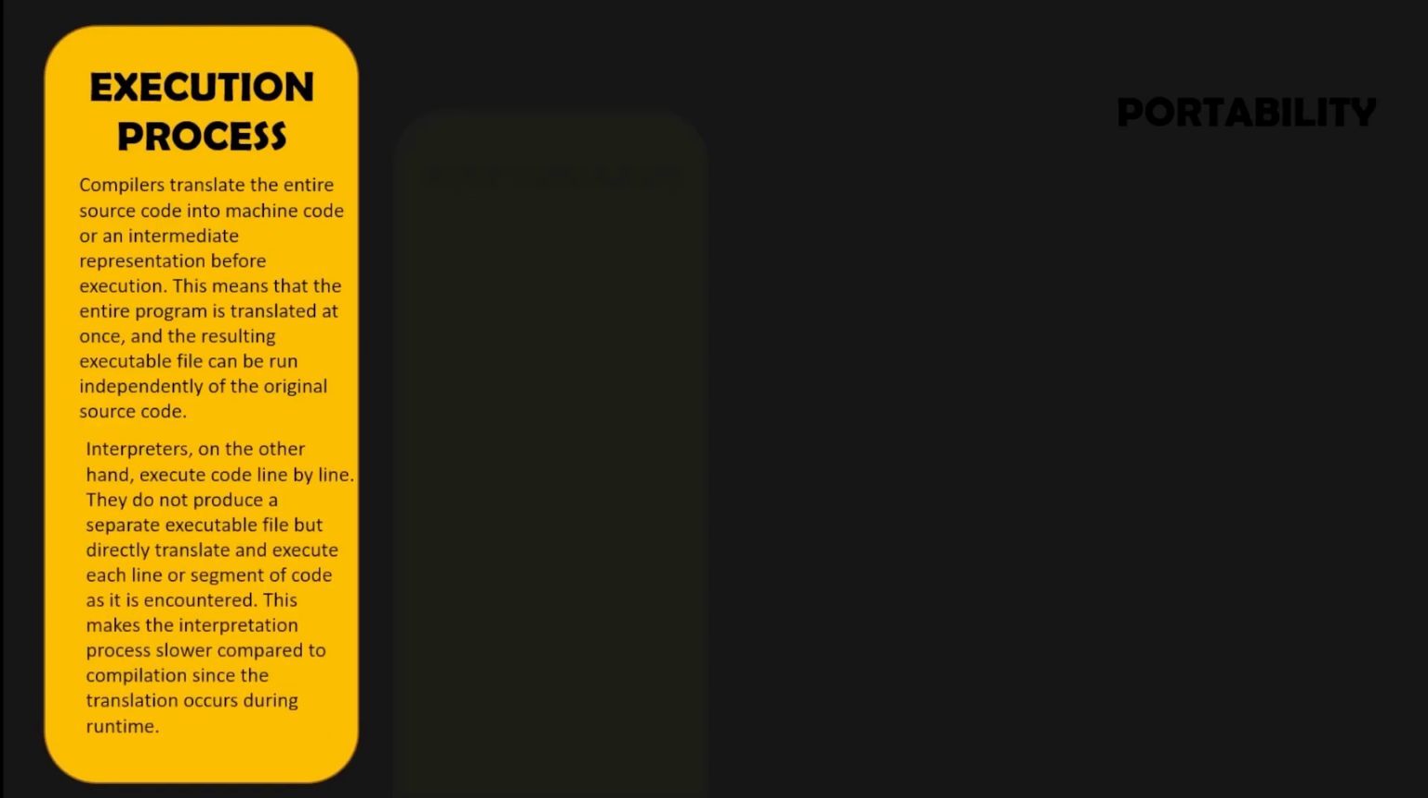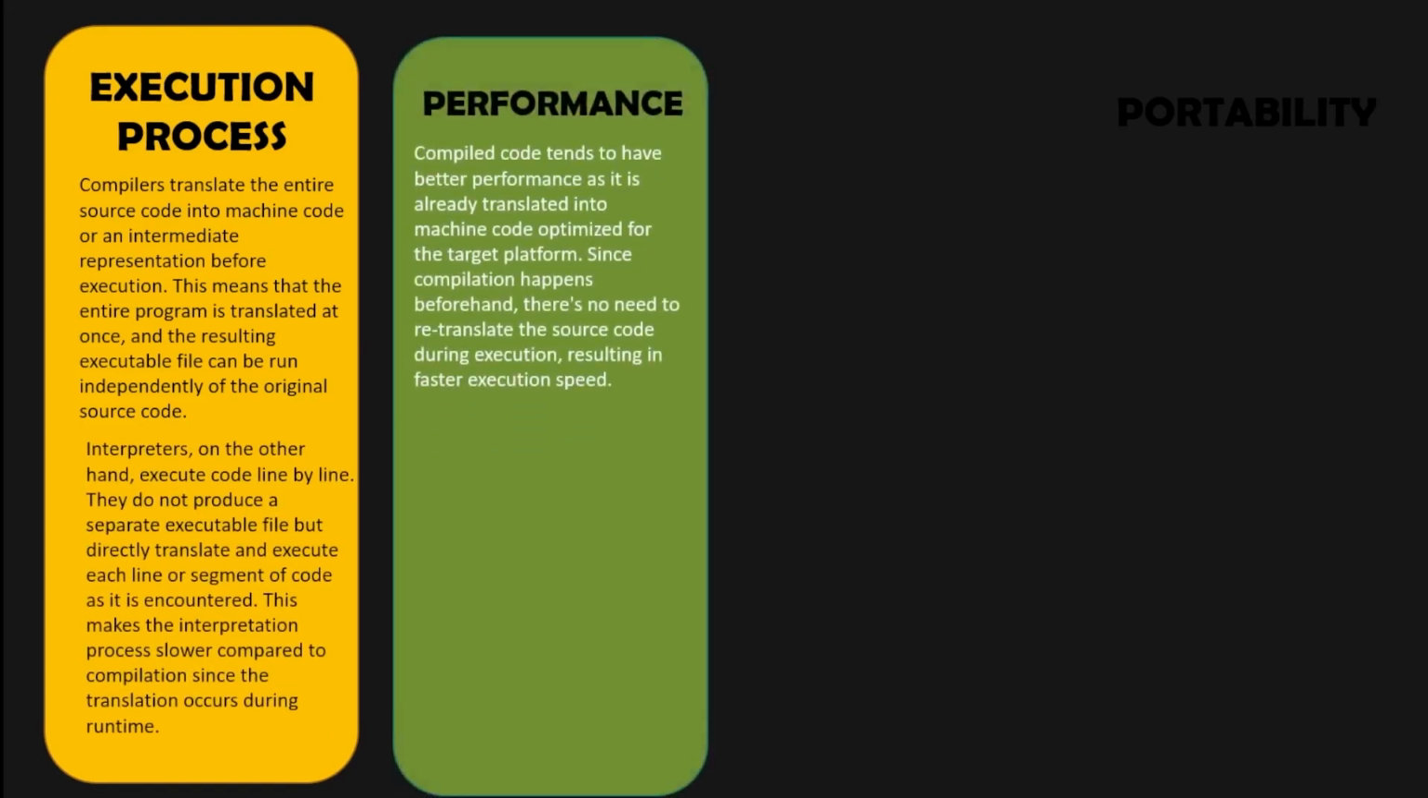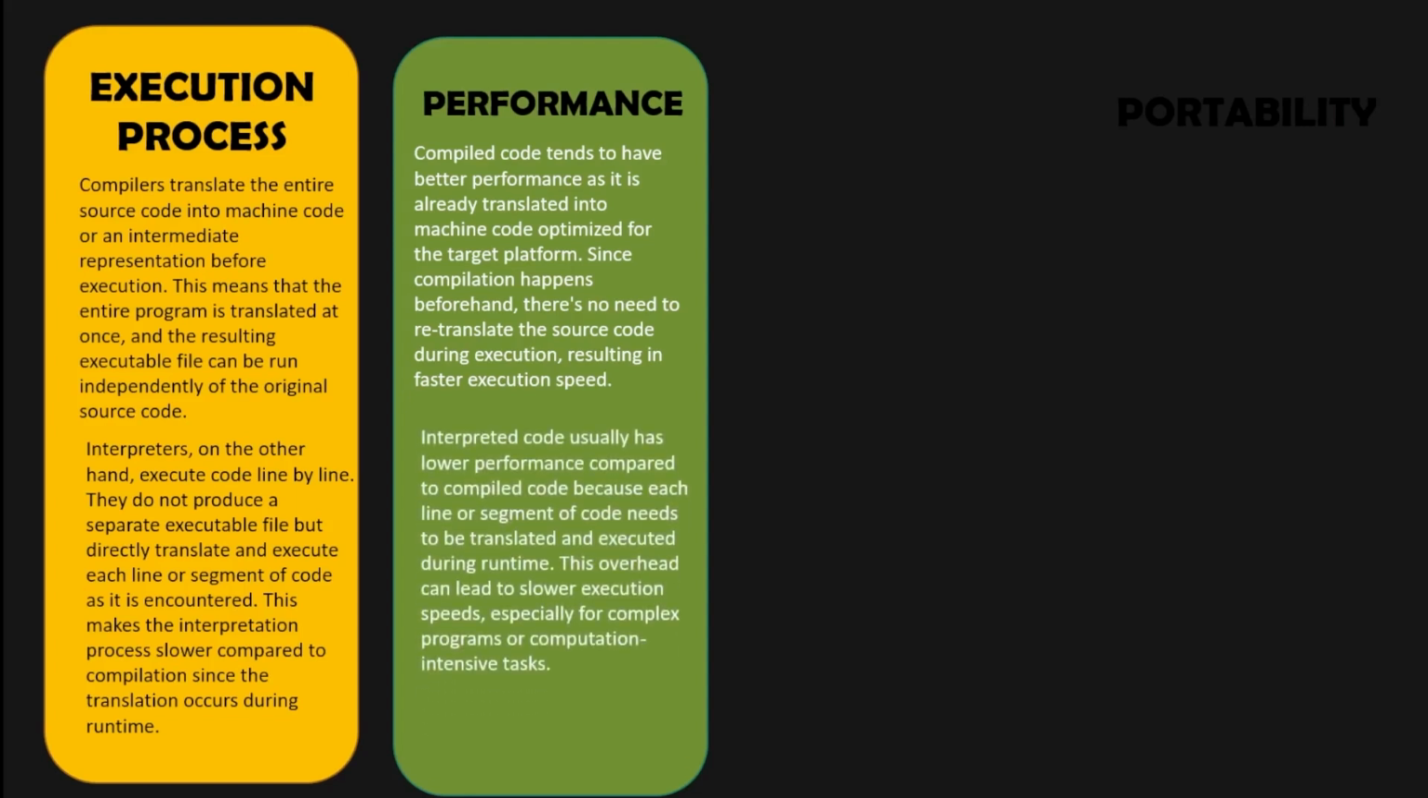2. Performance. Compiled code tends to have better performance as it is already translated into machine code optimized for the target platform. Since compilation happens beforehand, there's no need to retranslate the source code during execution, resulting in faster execution speed. Interpreted code usually has lower performance compared to compiled code because each line or segment of code needs to be translated and executed during runtime. This overhead can lead to slower execution speeds, especially for complex programs or computation-intensive tasks.